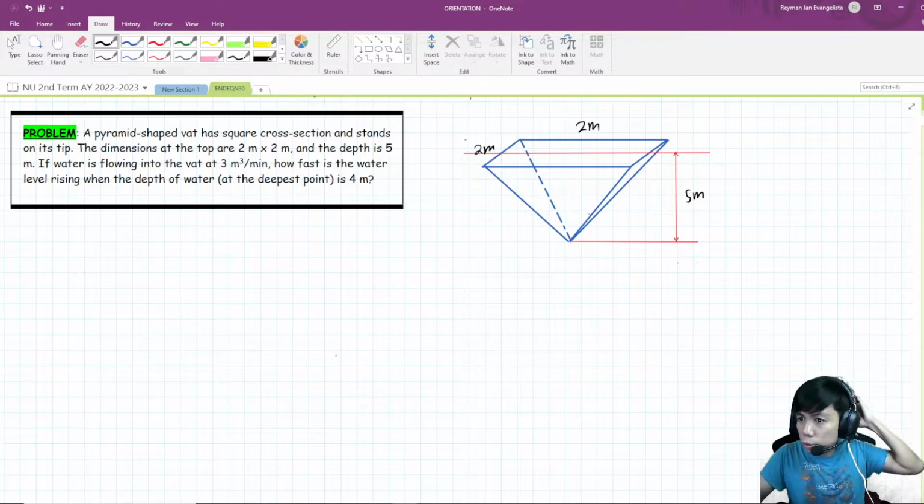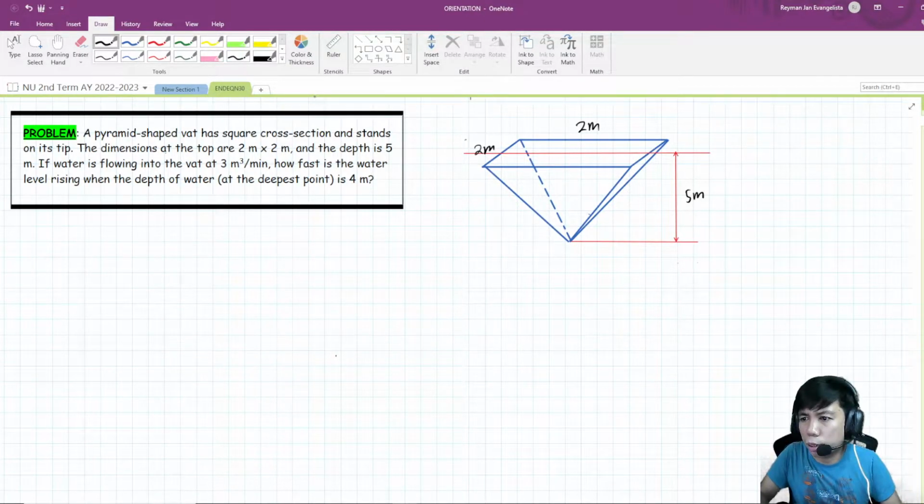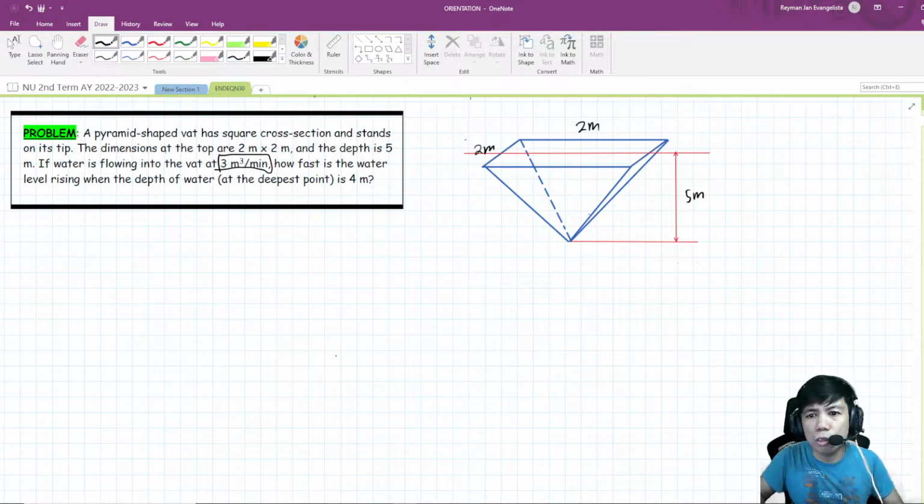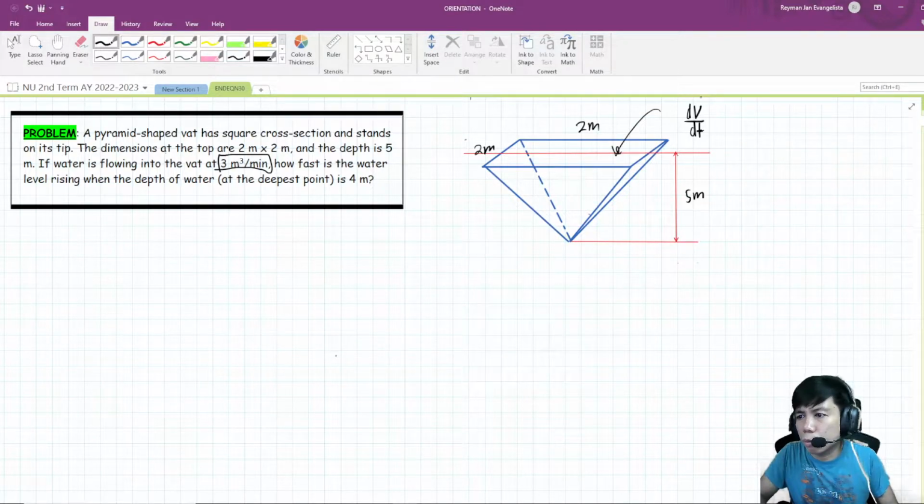Okay? So, in this vat, the water is entering now. Sabi niya, flowing into the vat. So that means the volume of water in the vat is increasing, at the rate of 3 cubic meters per minute. So, in terms ng time rates or derivative, that is dV/dt. So, let's say the volume is V at any time. So, yung volume flow rate is dV/dt equal to positive 3 cubic meters per minute.